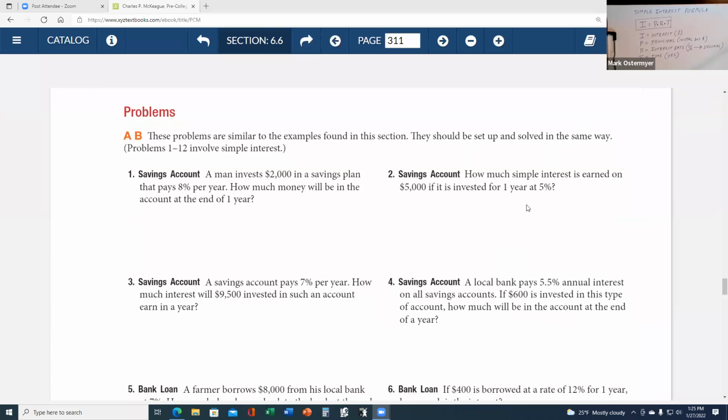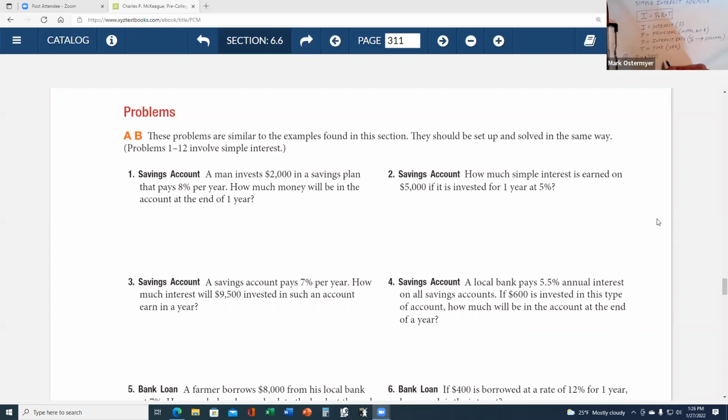Number 2, how much simple interest is earned on $5,000 if it is invested for 1 year at 5%? So we're going to do problem number 2 here. Ladies and gentlemen, we want to compute the amount of interest that is going to be accrued over the course of 1 year. What is our principal P? What's the initial amount of money? The initial amount of money we invest is what? $5,000.